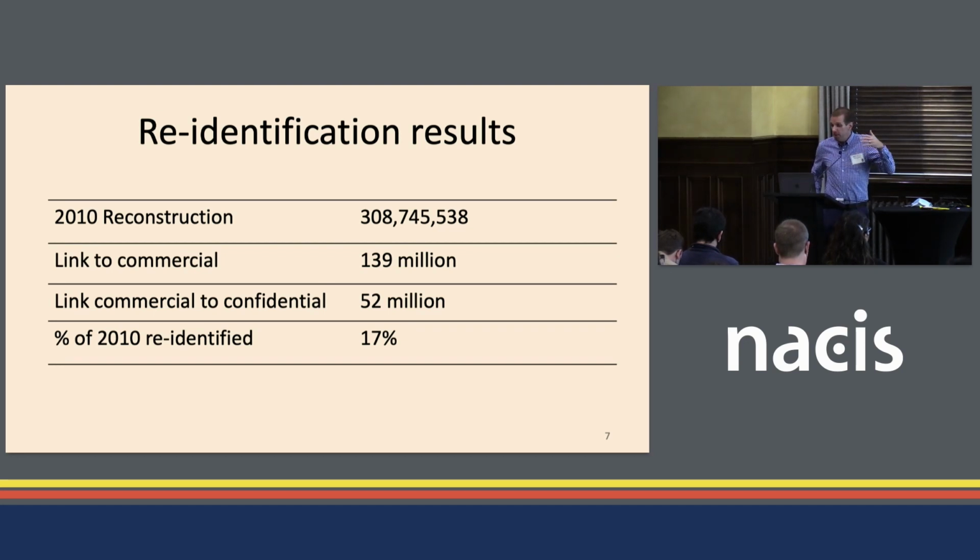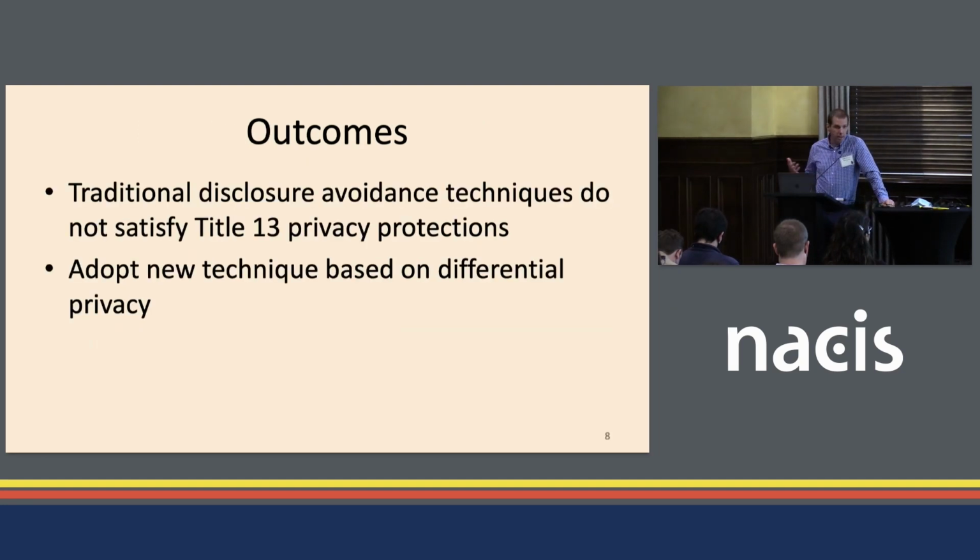But let's just say that this match rate of 52 million people, or 17% of the population, shocked the Census Bureau and pushed them to develop a brand new disclosure avoidance technique for the 2020 census. The findings here are that the traditional disclosure avoidance techniques do not satisfy Title 13 privacy protections, pushing the Bureau to adopt new techniques. And they decided to adopt new techniques based on a concept that comes out of computer science and out of cryptography called differential privacy.